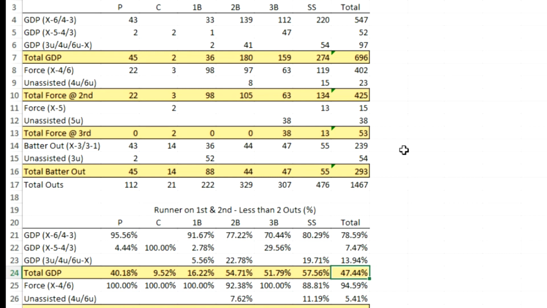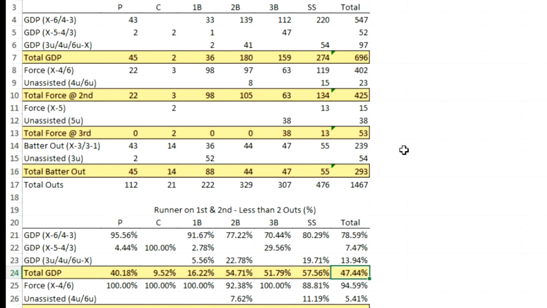There were 2 triple plays, and those 2 triple plays were both around the horn, 5 to 4 to 3, where the third baseman steps on third, throws to second, then throws to first for a triple play. So the 2 cases of triple plays were those.